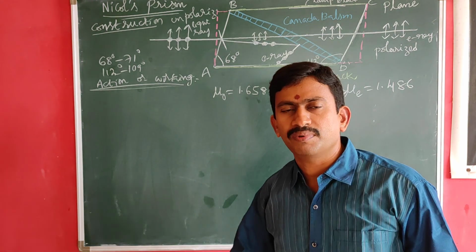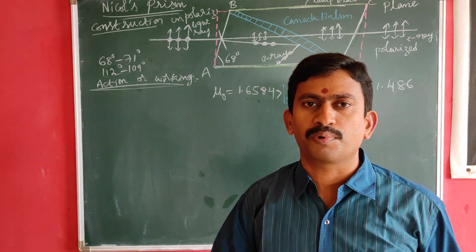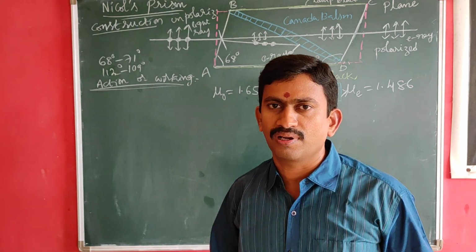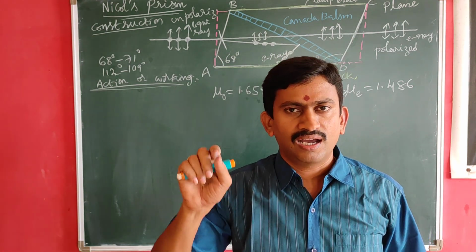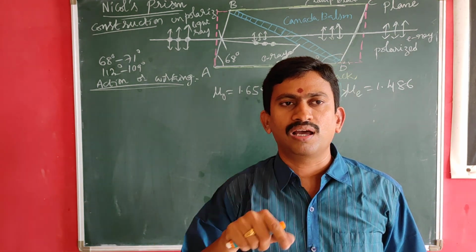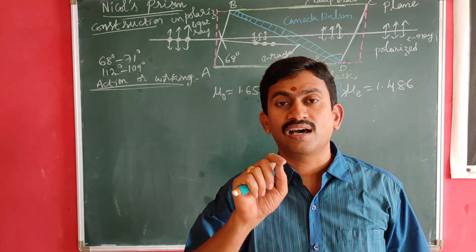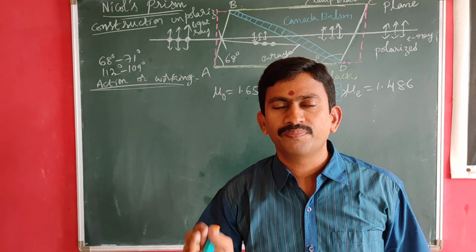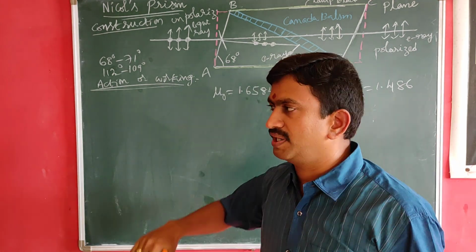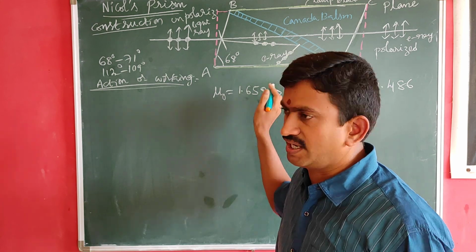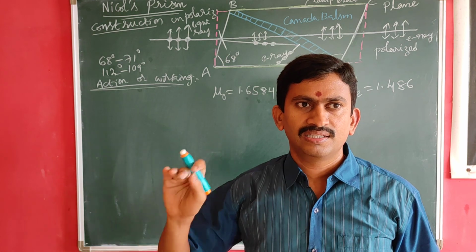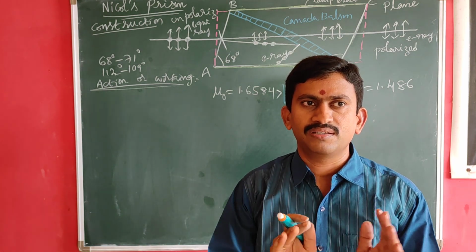So the nickel prism is an optical device used for producing plane polarized light and analyzing plane polarized light. It works based on the phenomenon of double refraction, in which one of the refracted light rays, that is the ordinary ray, is completely cut off by the nickel prism itself, and the extraordinary ray simply transmits out and acts as what we call plane polarized light. This is how the nickel prism works.